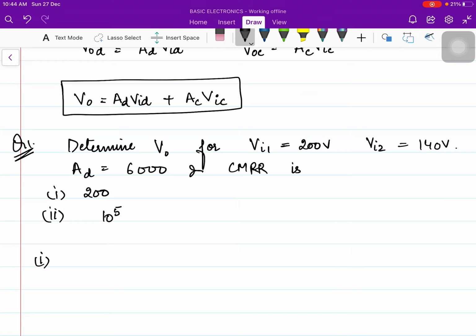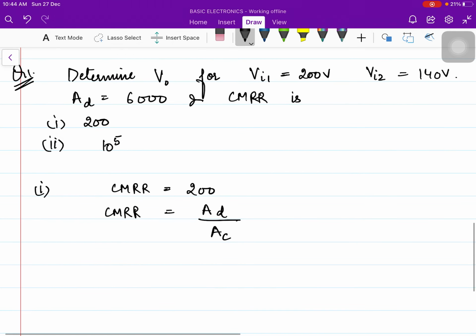So let us calculate V naught for the first case where CMRR is 200. Now let us write the formula of CMRR. It is simply AD upon AC. Remember that the CMRR is not given in decibels, so you have to write only this formula. So it is 200, and AD is 6000, and AC you can calculate from here.